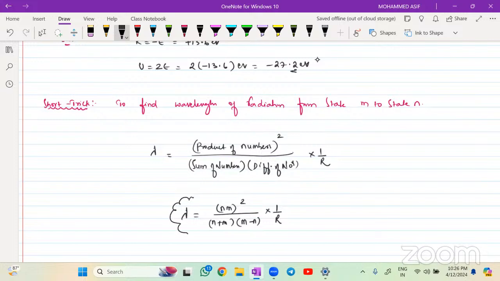So this will be the wavelength of the radiation from state M to state N, that is from N plus 1 state to N state. So the difference between the transition states will always be equal to 1. So the numerator is the product of the numbers divided by the sum of the numbers. Difference will be equal to how much for me? 1 only, na? Am I clear?